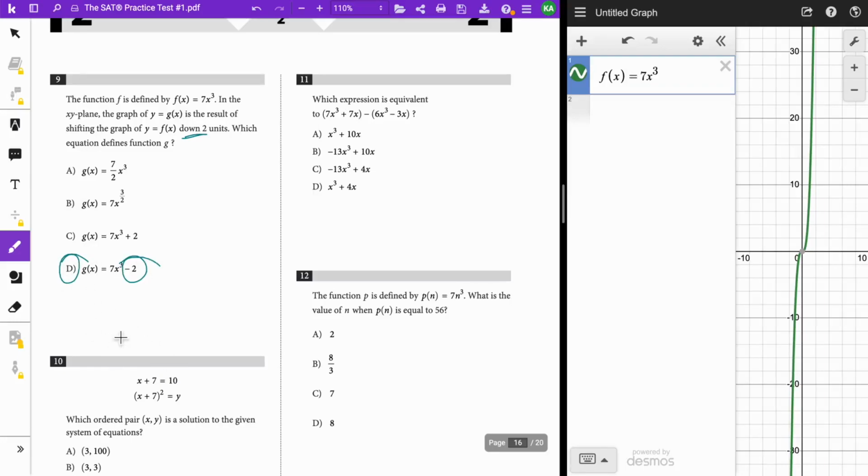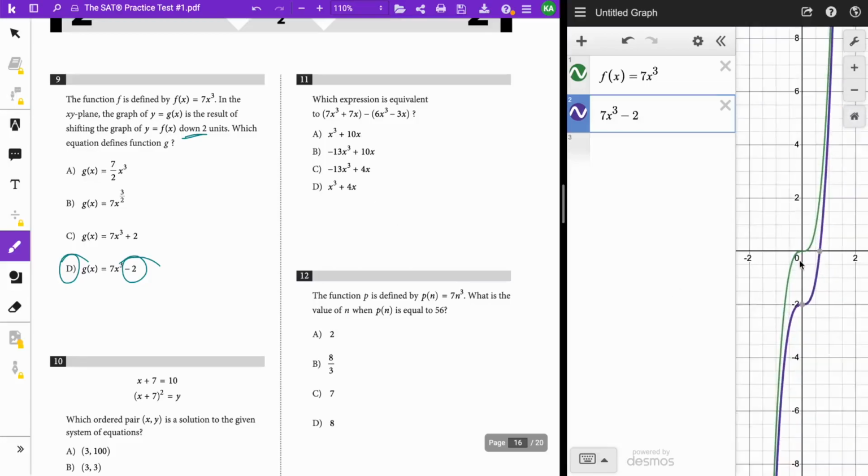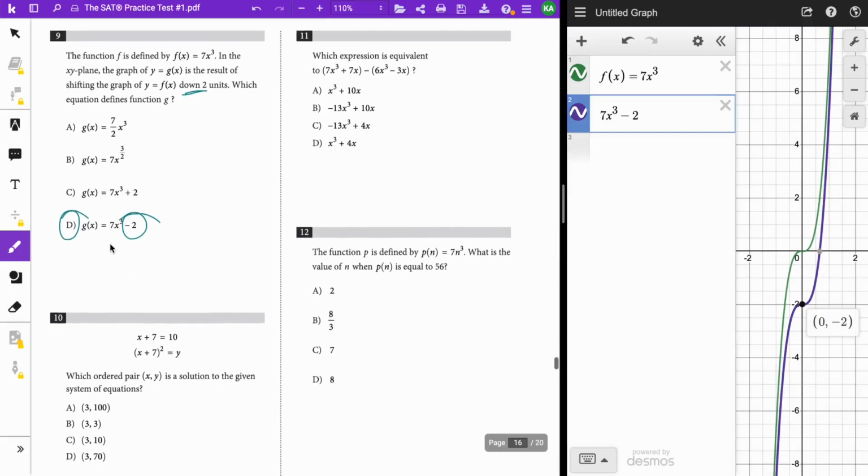If you didn't know that, you could plug in all of these options into Desmos and see which graph is the shifted down 2 version of the original function. So if you were to type in D, which is 7x cubed minus 2, and you just zoom it in, you could see that all they did to get that was to take the green function, which is f, and shift it down 2 spots. Okay, if you typed in 7/2 x cubed or this one, none of them would be the same. Okay, that's another way that you could find that D is the answer.